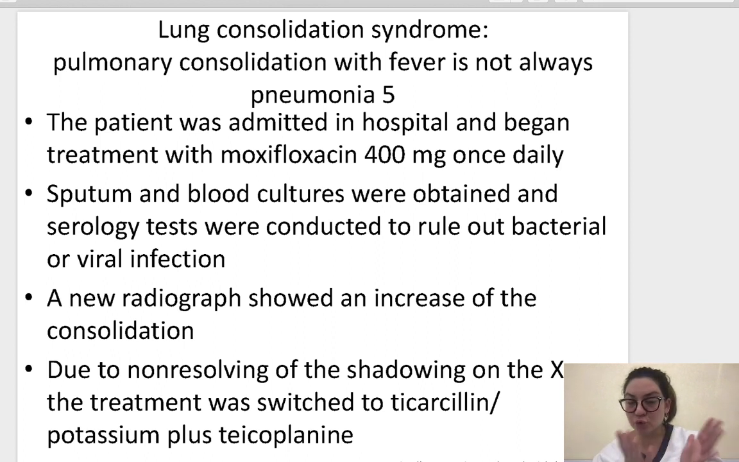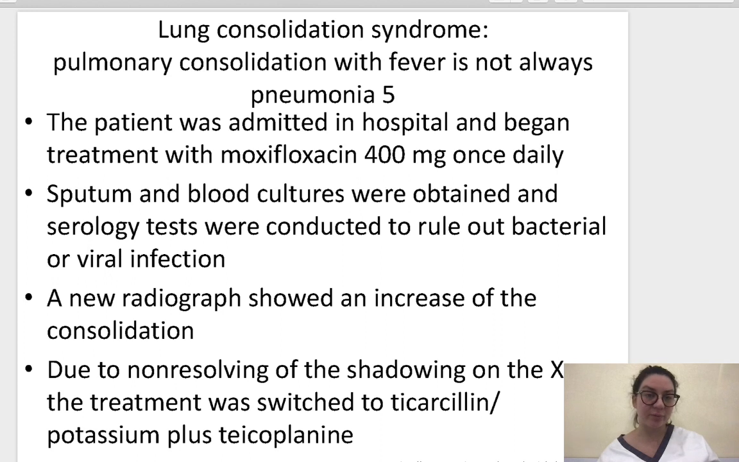Okay, what should we do first of all in this case? We have a patient with no significant history, an ex-smoker, no serious illnesses previously, a patient with fever and symptoms, and on X-ray consolidation of lung tissue with affection of the right upper lobe. Yes, of course, first of all we think about pneumonia, and firstly doctors in this case did the same. Yes, they diagnosed pneumonia. This patient was admitted to hospital and began treatment with moxifloxacin 400 milligrams once daily.